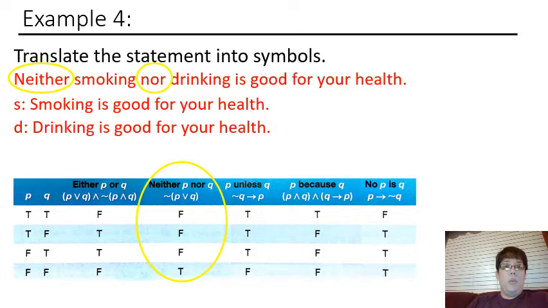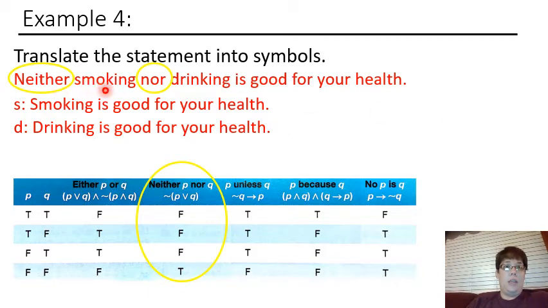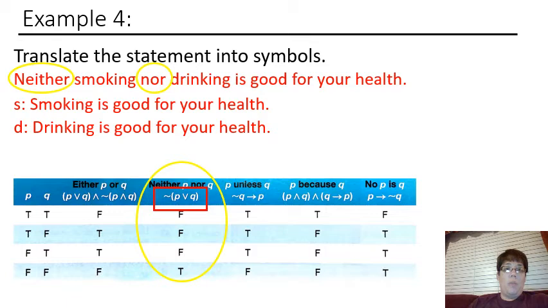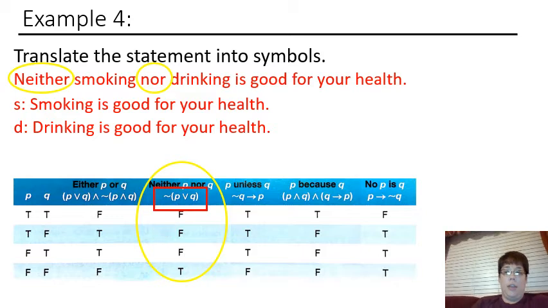And then I want to use symbols to translate this statement right here, that neither smoking nor drinking is good for your health. So in this case, I have a P and a Q. Well, I'm going to substitute those for S and D. All right, so that would actually look like that we would want to do not P or Q. Okay, so you see that in the red box, not P or Q. That's what we're going to want to make sure it looks like.